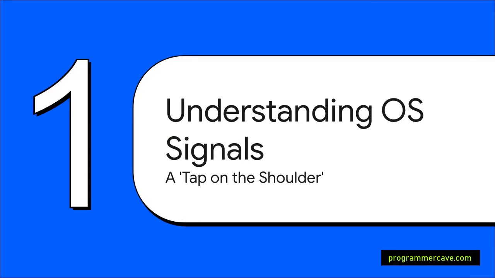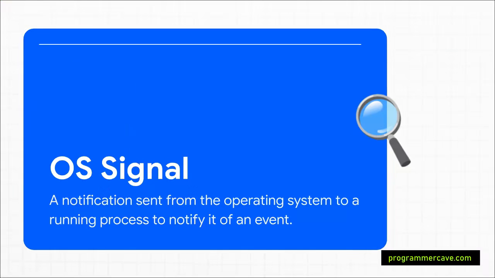Okay, so to avoid all that, we need to understand how the operating system talks to our programs. And it does that using something called an OS signal. The best way to think about it is like a gentle tap on the shoulder from the OS to get your program's attention. So what is a signal, really? At its heart, it's just a simple notification. The operating system sends it to a process to say, hey, something's happened that you need to know about. For our purposes, that something is usually in order to shut down.